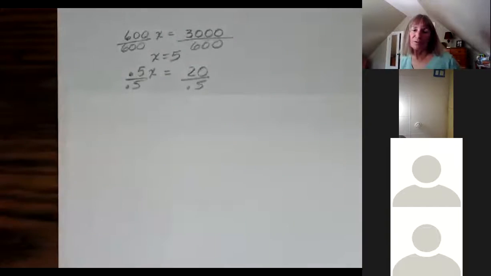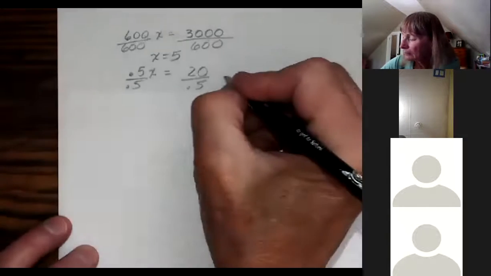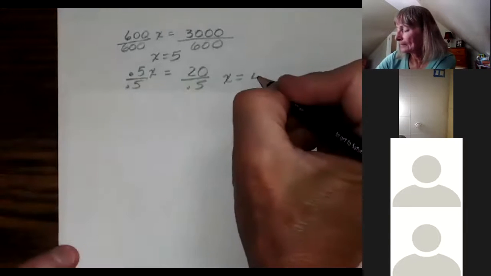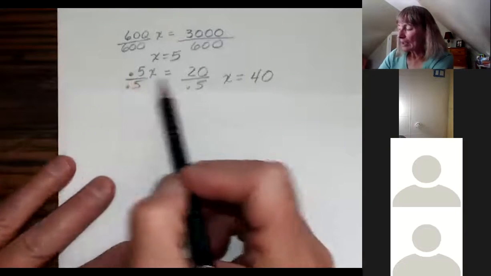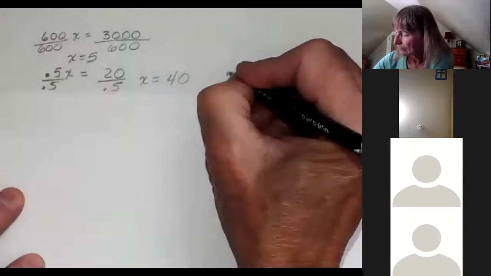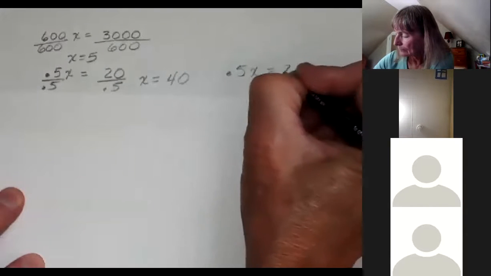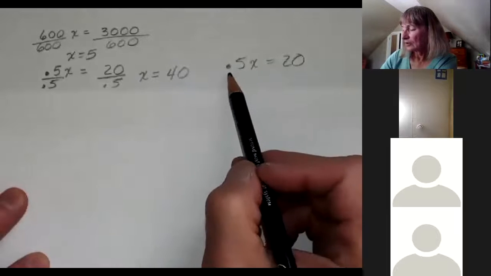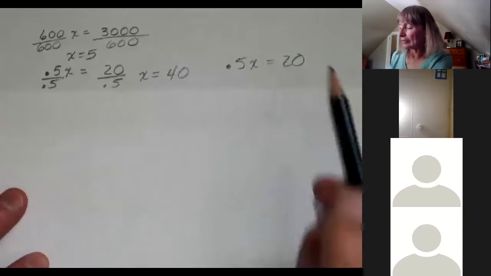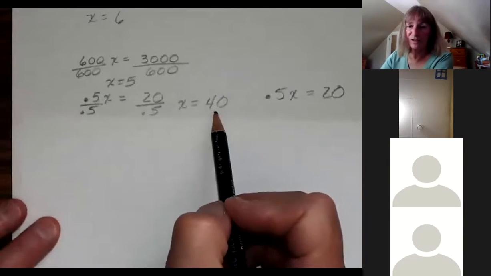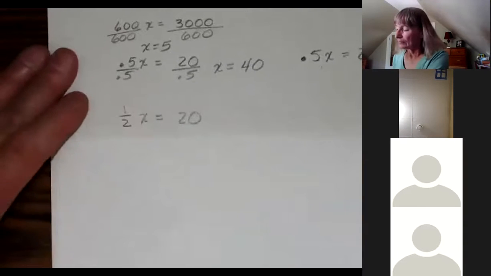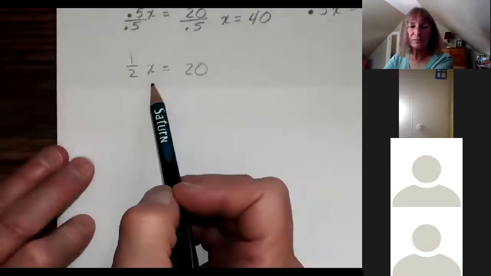And what does this answer come out to be? 40. Let me rewrite it. So 0.5 times x is 20, and we figure that the answer comes out to be 40. All right, now here's the next one. What do we do with this one?